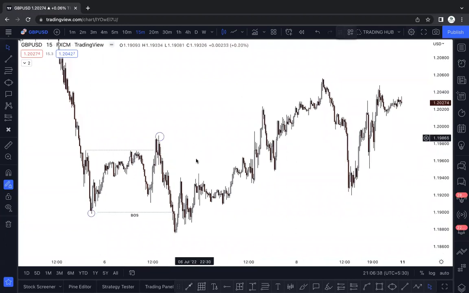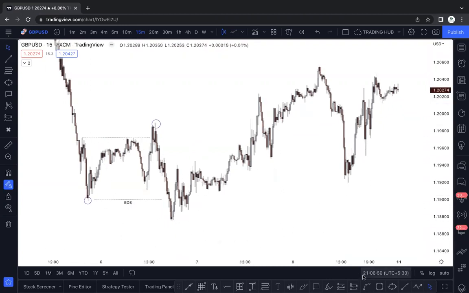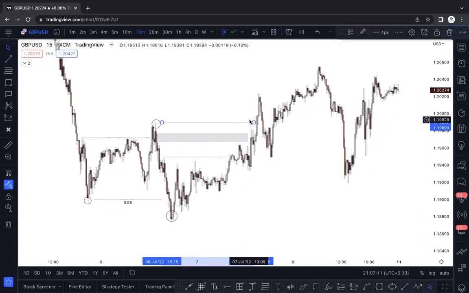Most of the time people get confused between internal structure and major structure. After breaking this structure, this low is confirmed when the market took out the first high, which is here. So most probably we are anticipating a push downside. But what happened? The market broke this structure, and closed above it, not this one. This wick is just a liquidity sweep.